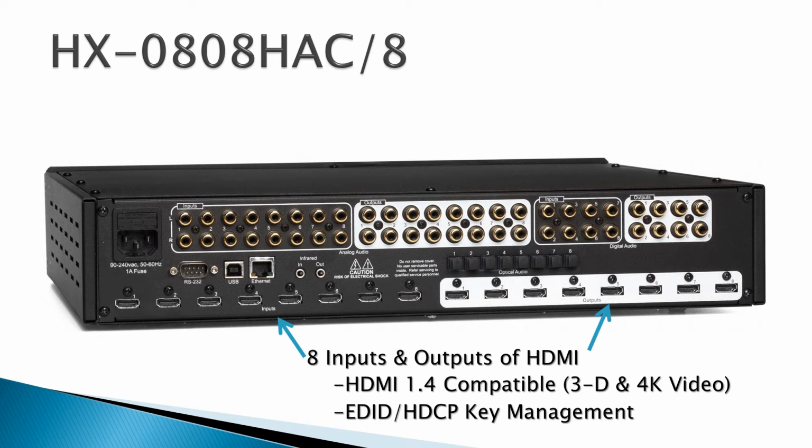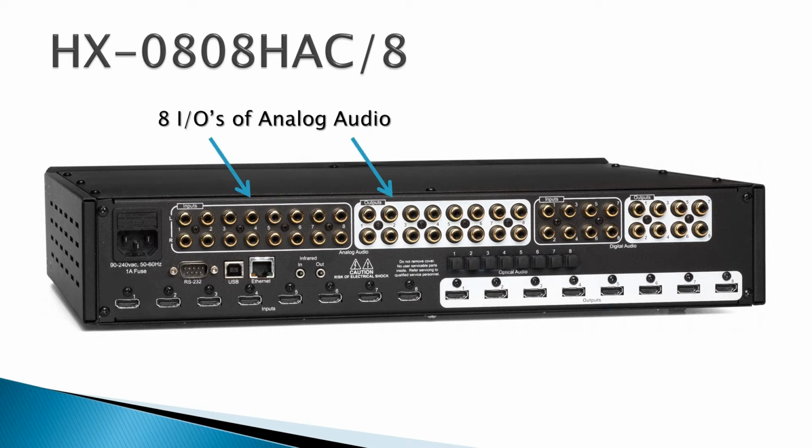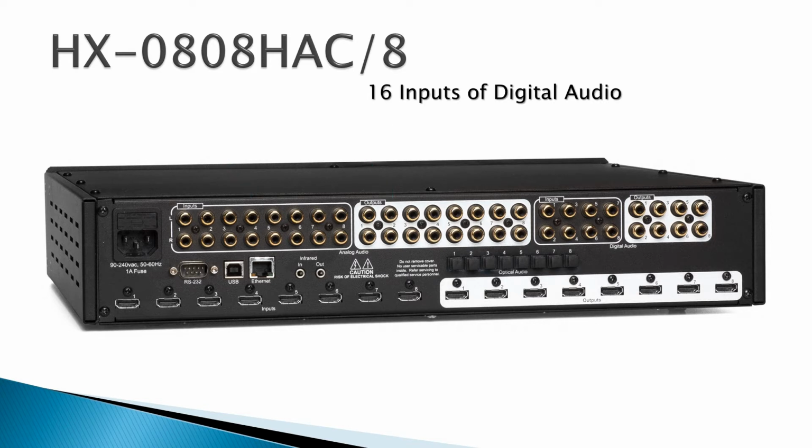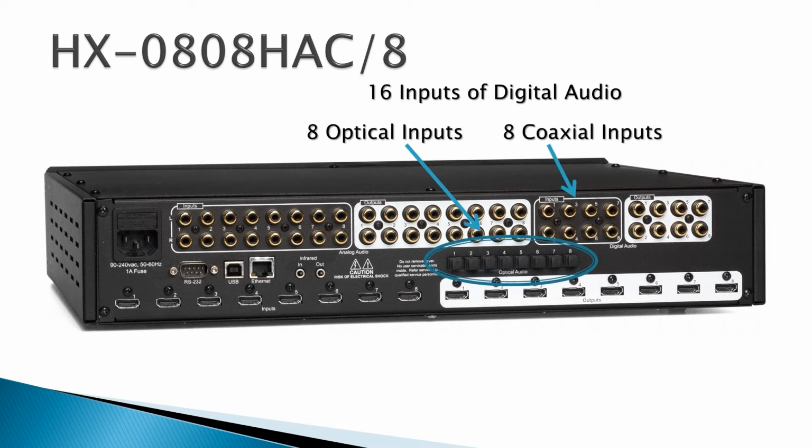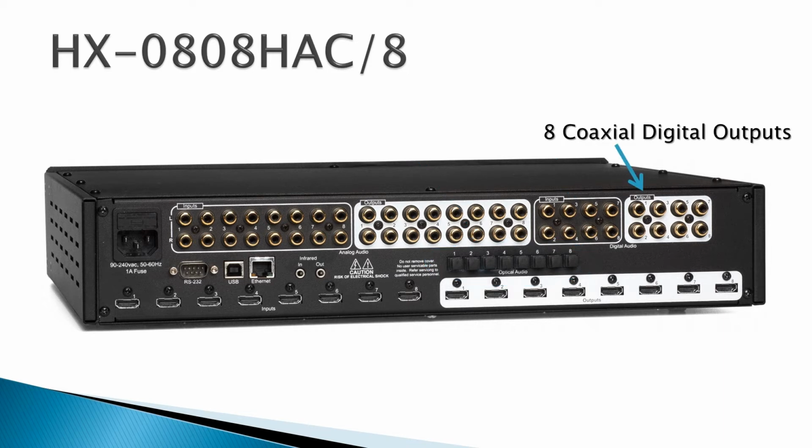Now let's take a look at the audio side of the switch, because that's where the true power of this product lies. And here we can see we have 8 inputs and outputs of analog audio. But with any HAC model, we actually have twice as many digital audio inputs as we do outputs, analog. So in this case, we actually have 16 inputs of digital audio. We have 8 optical inputs and 8 coaxial inputs. And these units, the 8 optical and coaxial, are not tied together. So they're completely independently routable, which means it is a true 16x8 digital audio matrix router. And like previously discussed, there's 8 coaxial digital audio outputs.